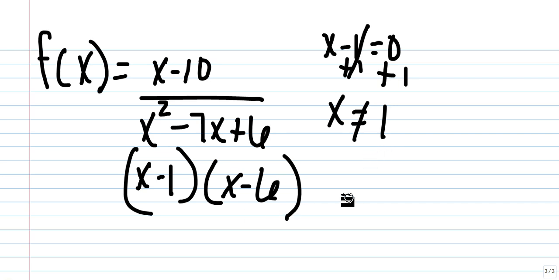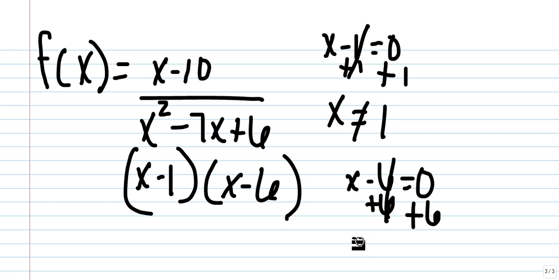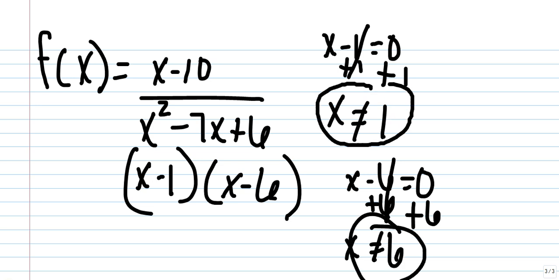So do the same thing with the 6. x minus 6 equals 0. Add 6 to both sides. And x also cannot be a positive 6. So x can't be positive 1 and x can't be positive 6.